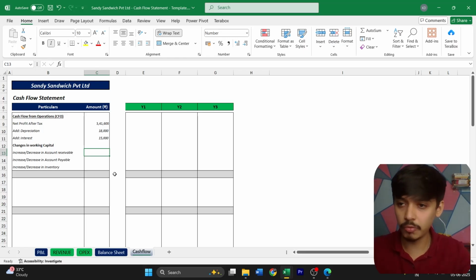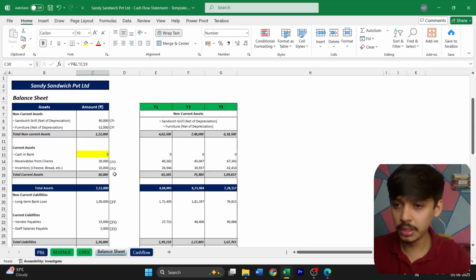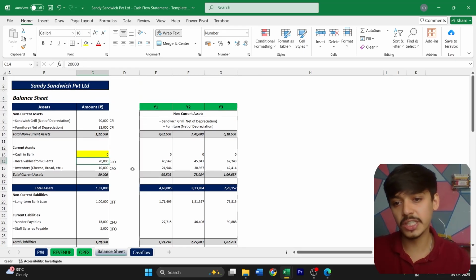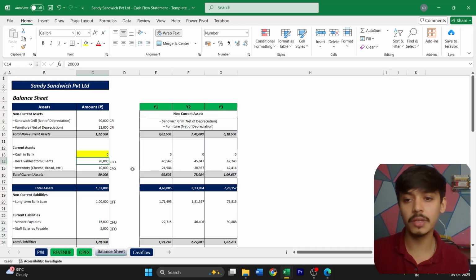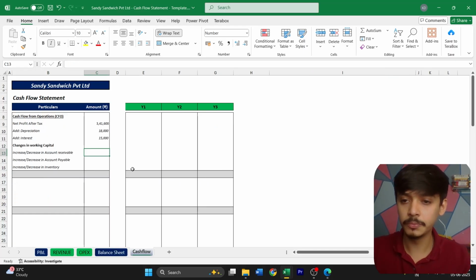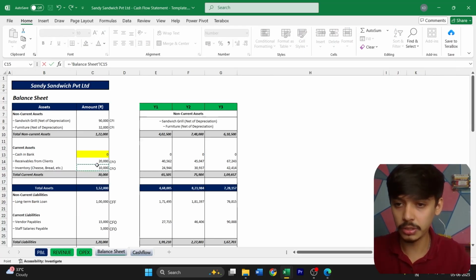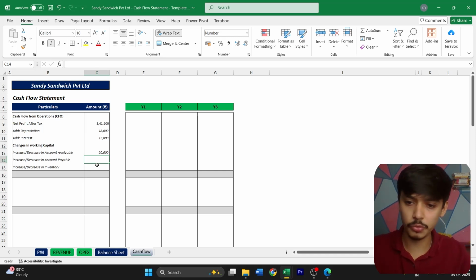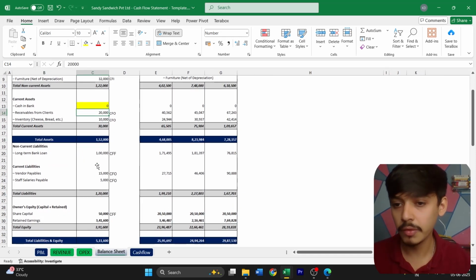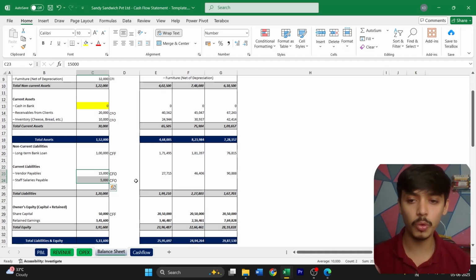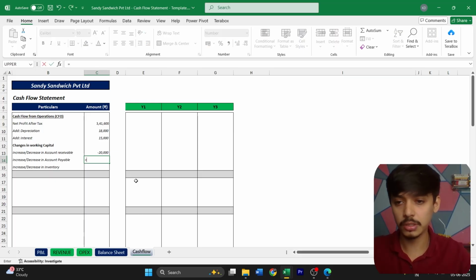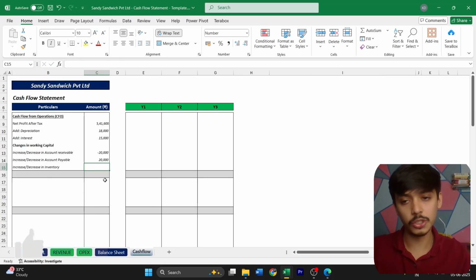So let's see what we have in the balance sheet. First we are going to look for accounts receivable. We have 20,000 of receivables with us, which is an increase in the asset, which means that we have to put it as a negative sign. So this will be minus 20,000. Next we have increase or decrease in accounts payable. When we see the balance sheet, we have a 20,000 increase in liability, which means that we have to add it back to the working capital changes. So this will be the sum of these two, that is 20,000 added.